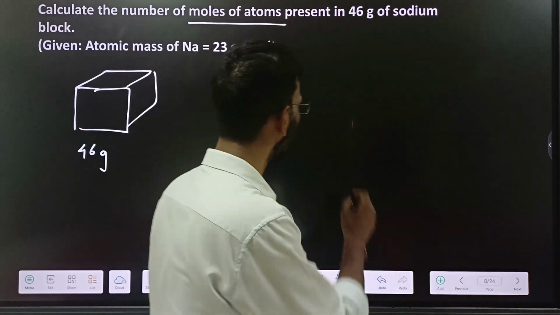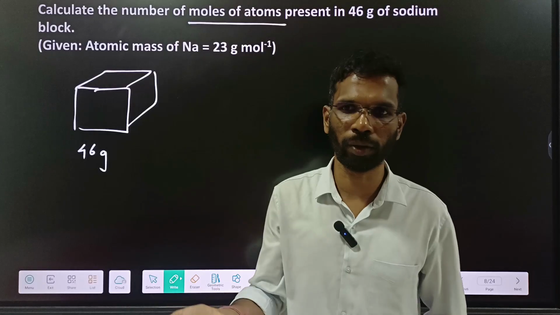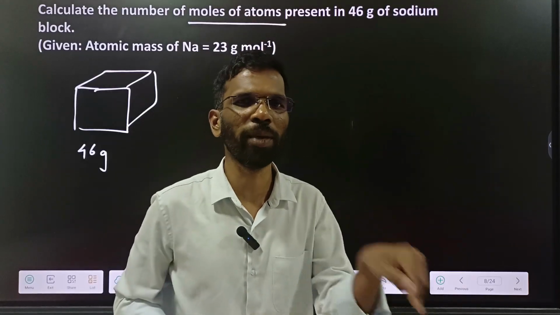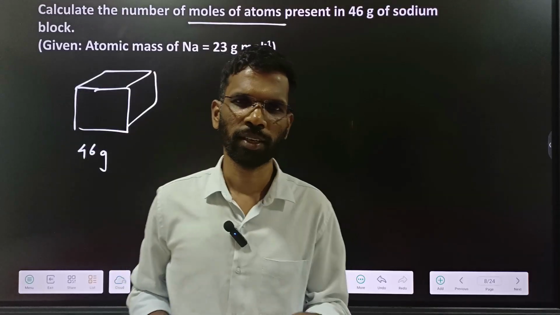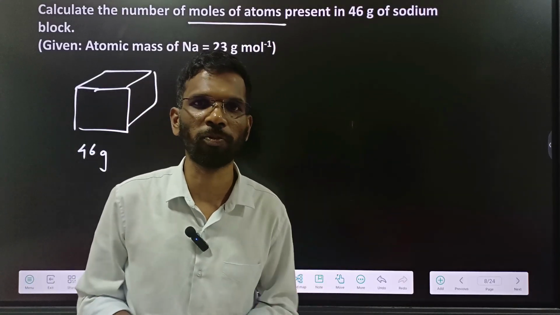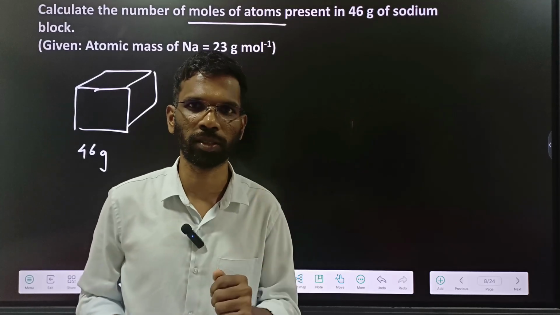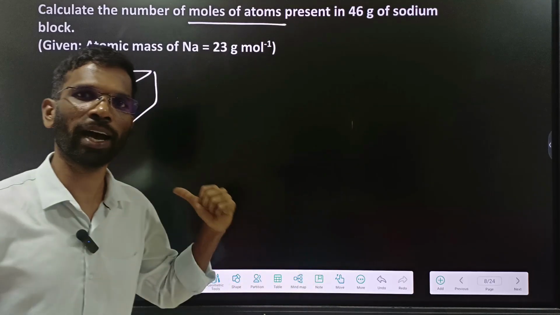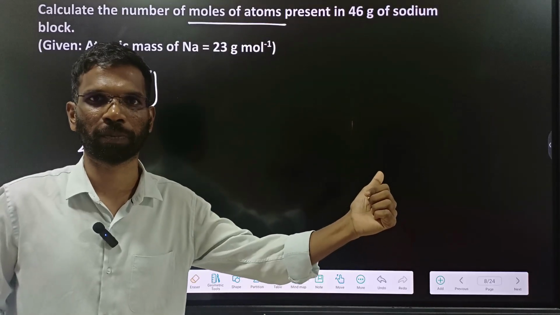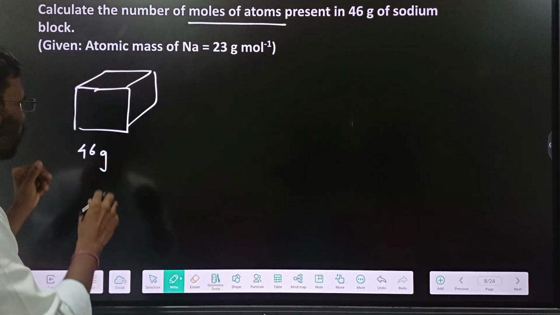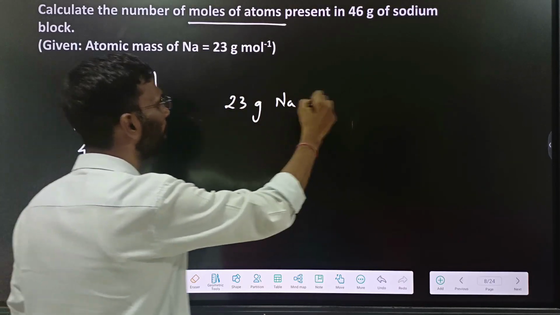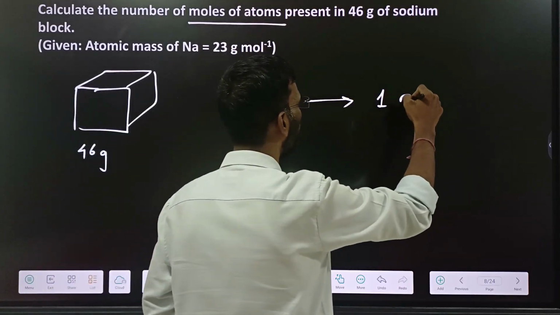Understand, there are 24 mangoes. I keep 24 mangoes in front of you and ask you to count them. How many mangoes are there? You will say 24 mangoes. And if I ask how many dozens of mangoes are there, you will say 2 dozens. Same with the previous question, I asked you how many atoms are there. Now I am asking how many moles of atoms are there. So we know that 23 gram of sodium has how many moles of atoms? 1 mole, right?